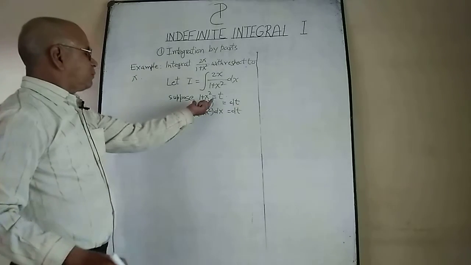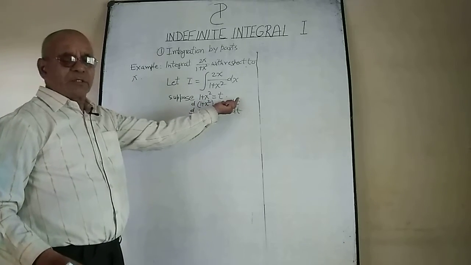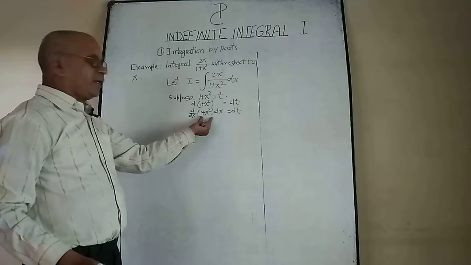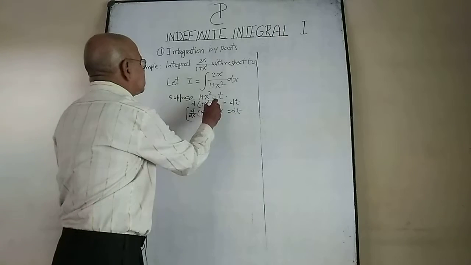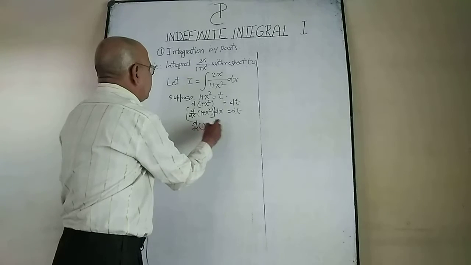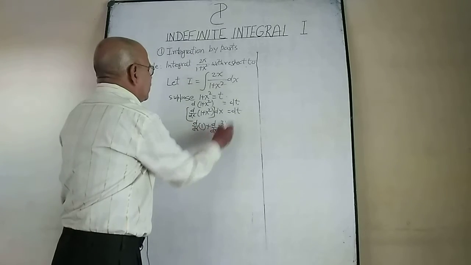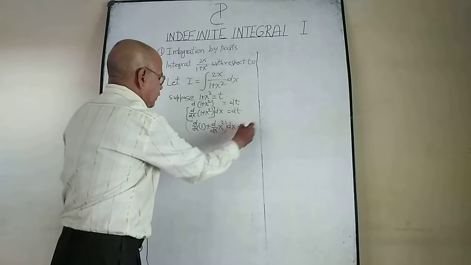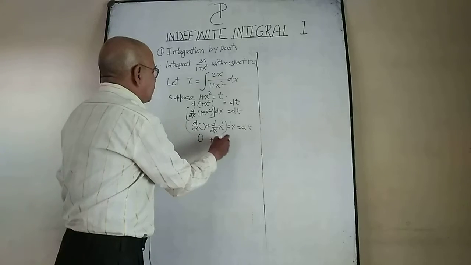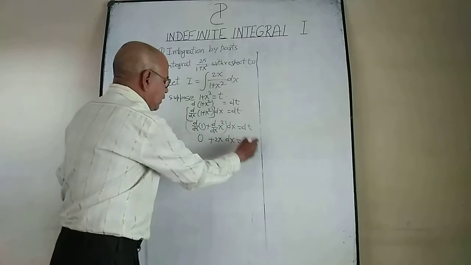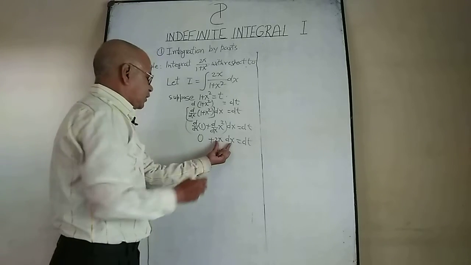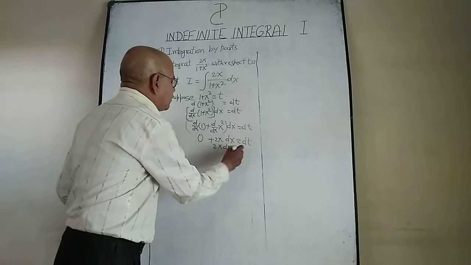This method I am introducing this time because this is the first time I am explaining it. So this is the way we can write it directly here also, and this can be written as d by dx of 1 plus d by dx of x square, and dx is equal to dt. By simple differentiation, this is equal to 0 and that is equal to 2x, dx is equal to dt. Now in this question, 2x dx is equal to dt.